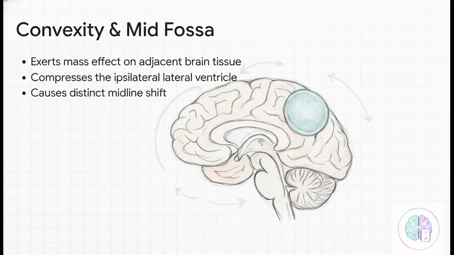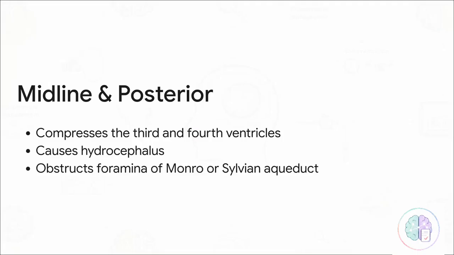If you've got a cyst in the convexity or the middle fossa, it's going to push directly inward on the adjacent brain tissue. It compresses the ipsilateral lateral ventricle, the one on the exact same side, and that inward pressure is exactly what causes a distinct, very noticeable midline shift. Now flip the script. If that cyst is located in the midline, posterior fossa, suprasellar region, or at the quadrigeminal plate, you've got a completely different and frankly far more serious problem on your hands. These compress the third and fourth ventricles. By physically blocking critical CSF pathways like the foramina of Monroe or the Sylvian aqueduct, they are directly causing hydrocephalus.